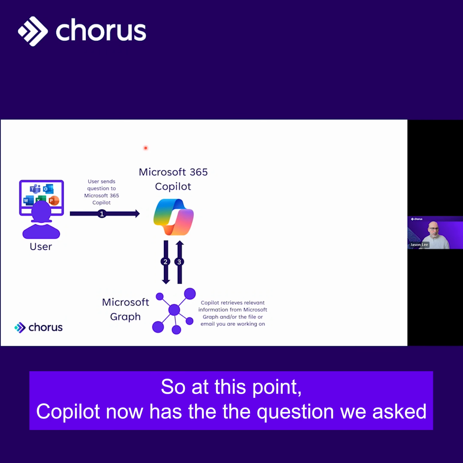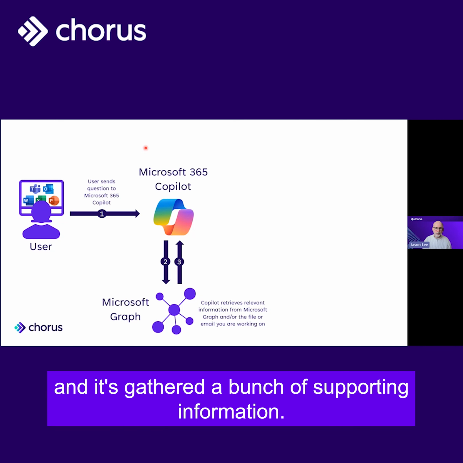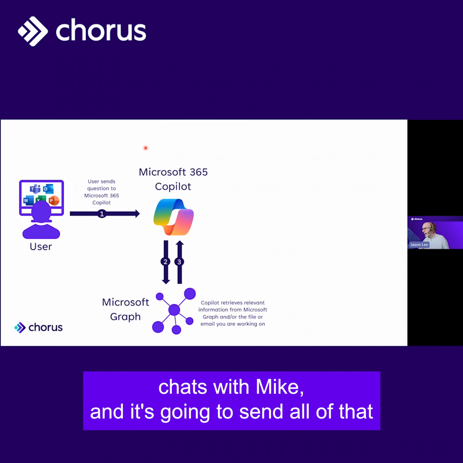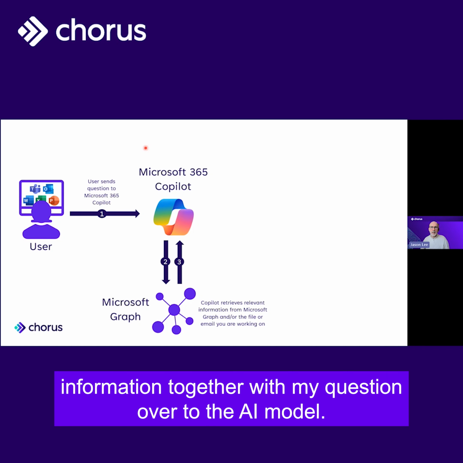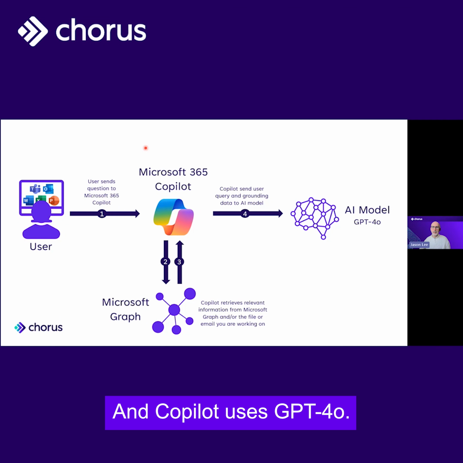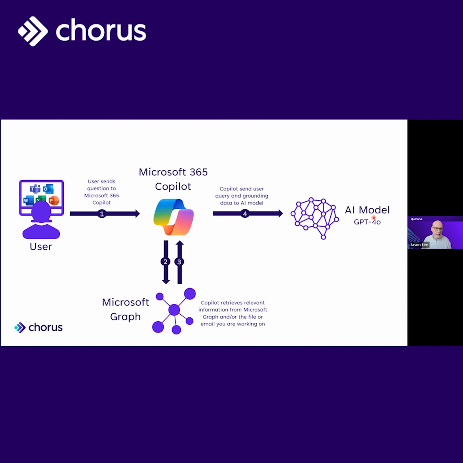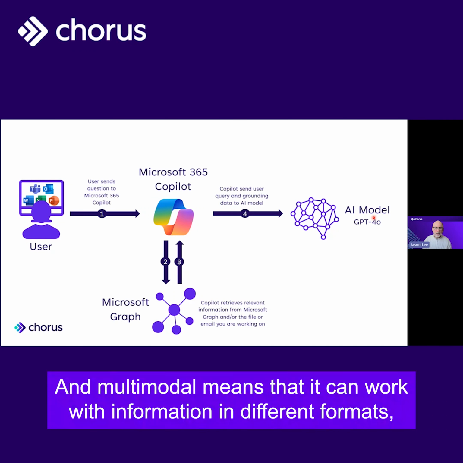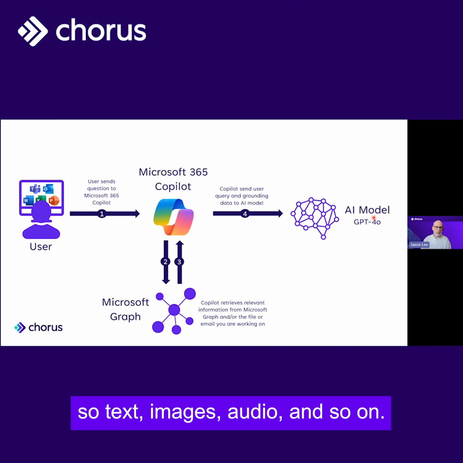So at this point, Copilot now has the question we asked, and it's gathered a bunch of supporting information. In this case, all of my recent email threads and Teams chats with Mike. And it's going to send all of that information together with my question over to the AI model. Copilot uses GPT-4o. This is a flagship multimodal model from OpenAI. Multimodal means that it can work with information in different formats, so text, images, audio, and so on.